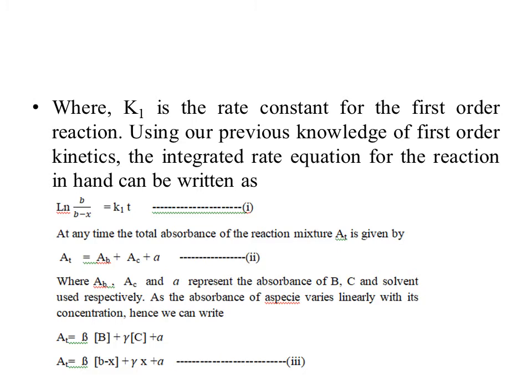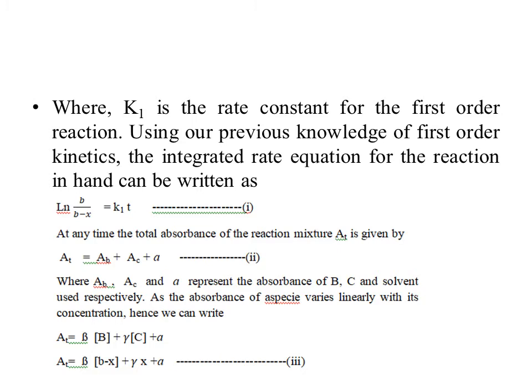Now dear students, at any time the total absorbance of the reaction mixture AT is given by AT, that is the total absorbance, equal to AB, absorbance of B, plus AC, absorbance of C, plus alpha, absorbance of the solvent. This is equation number 2.